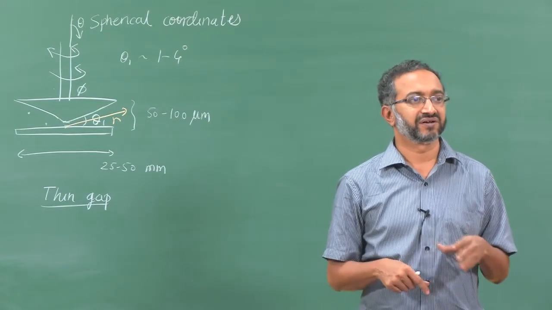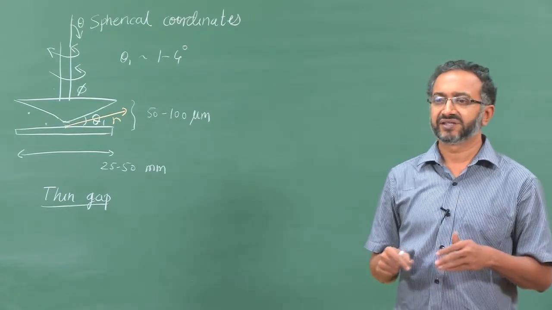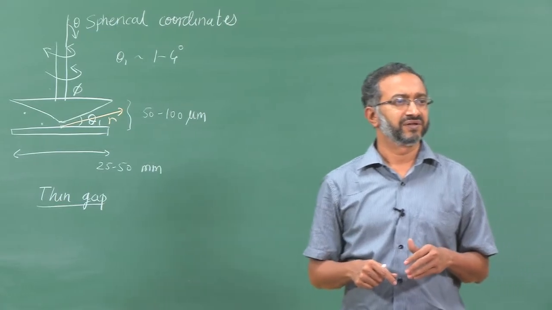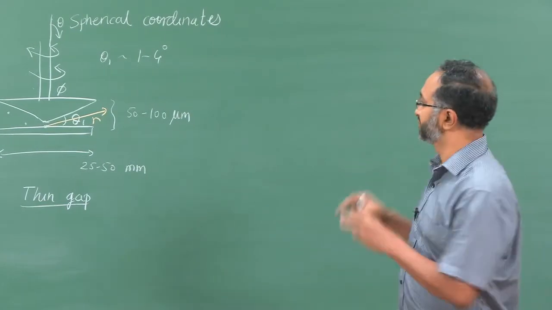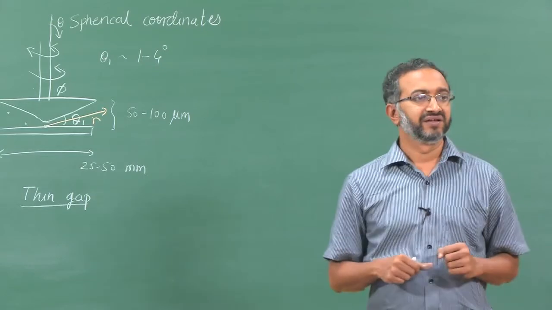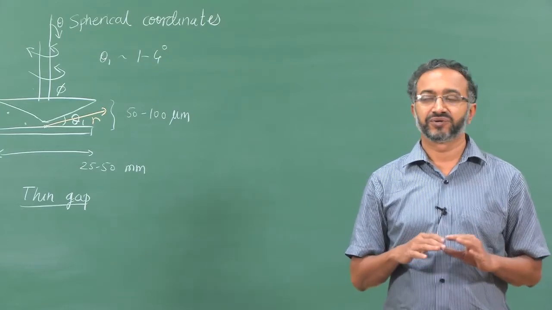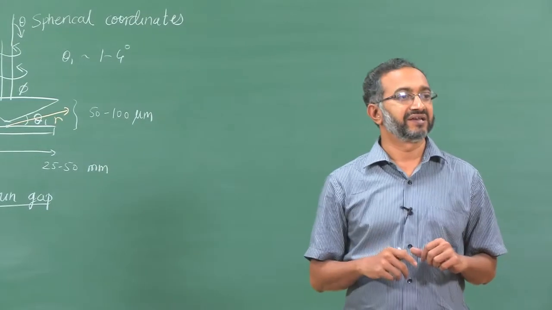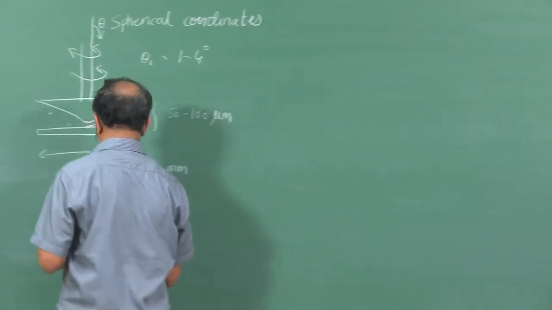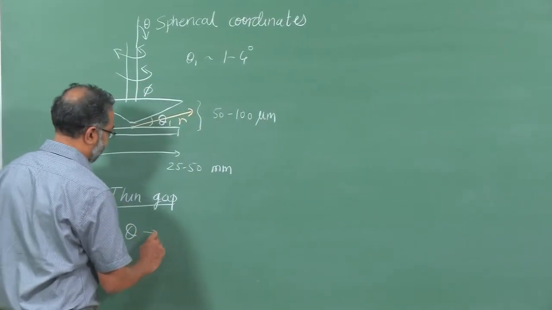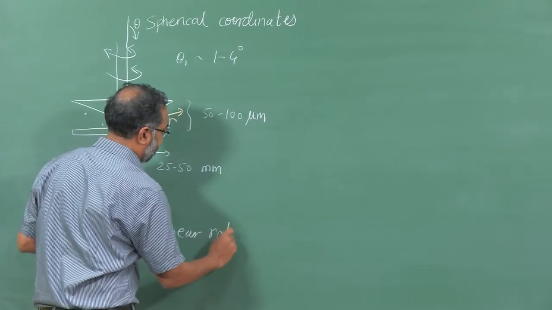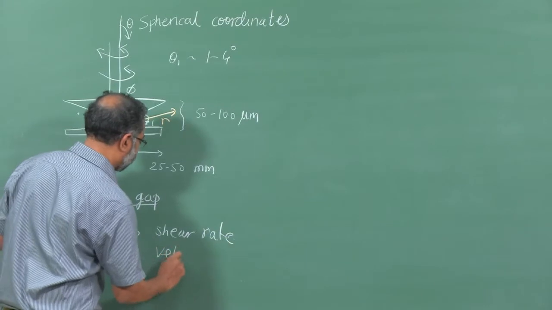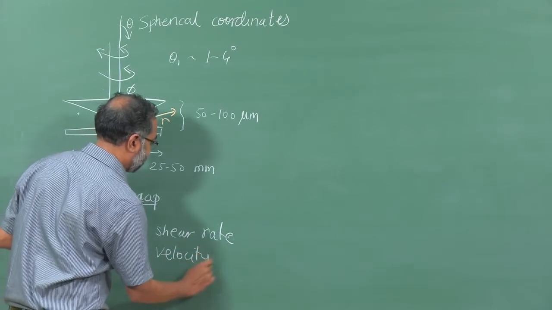What other feature can be thought of? What other features can we say given the geometry, given the specifications that it is a very thin gap, small angle. So, theta direction will be where shear rate will be there, right. Yeah, or in other words, we also know that velocity gradient will be there in theta direction.